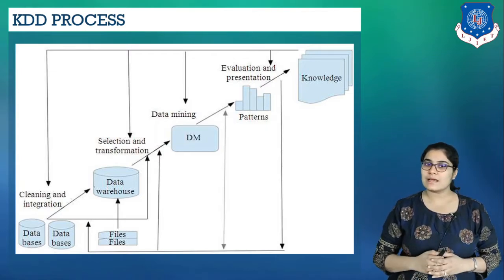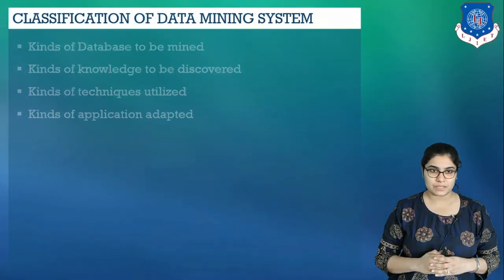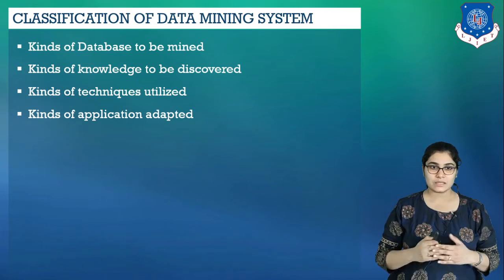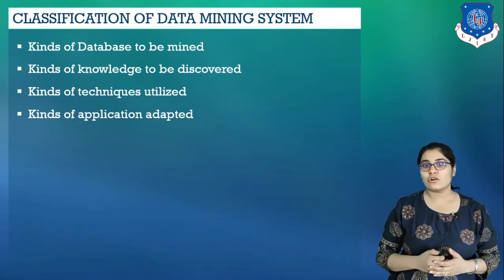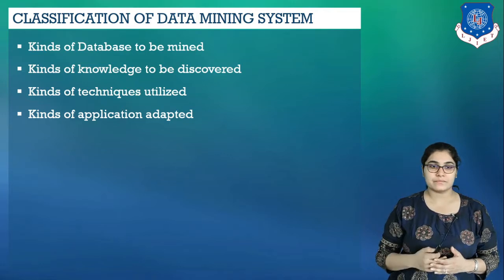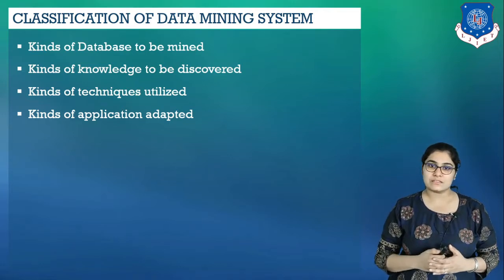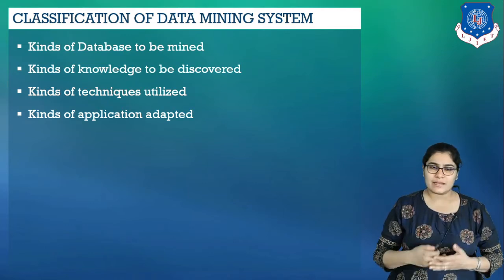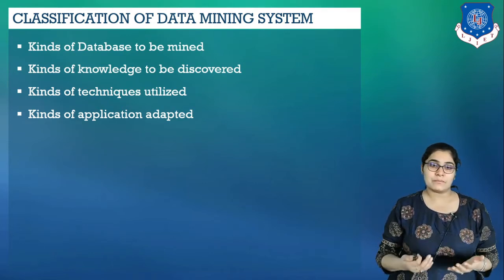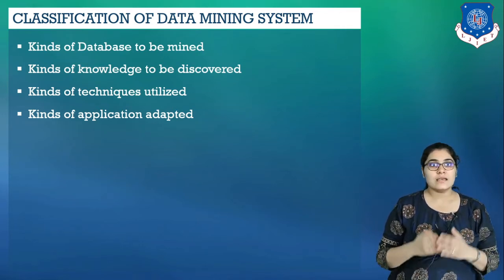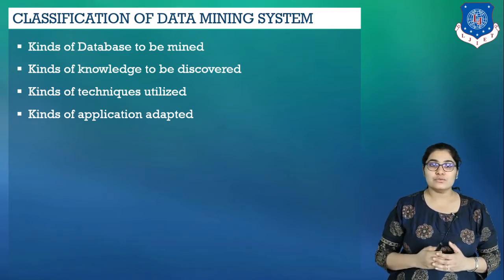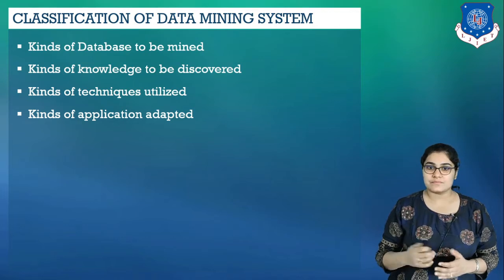Now let's discuss the classification of data mining systems. As you can see, there are 4 different criteria to classify a data mining system. So let's start with classification according to the kind of database mined. A data mining system can be classified according to the kind of database that is used for mining. There are different types of databases that can be mined, like flat files, data warehouses, transactional databases, web data, etc. So each of these can be used to classify a data mining system.